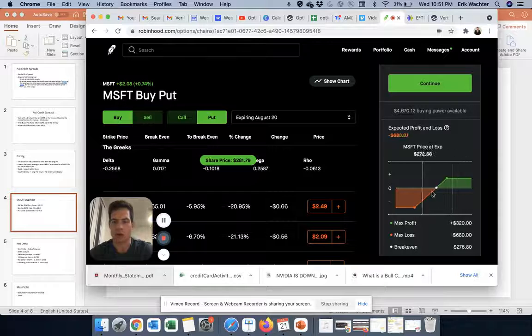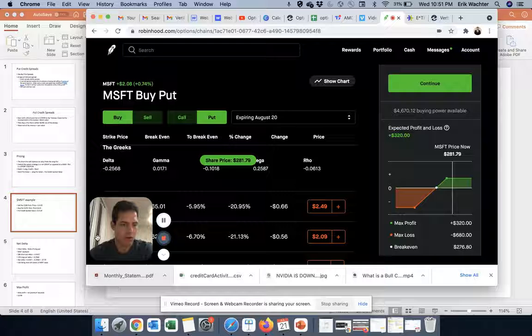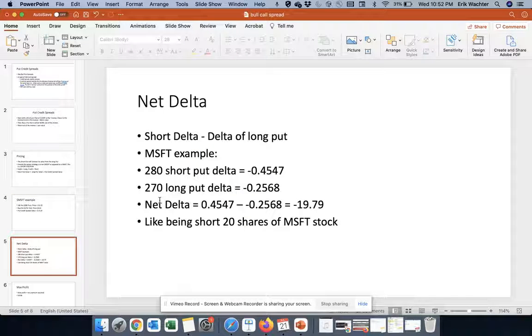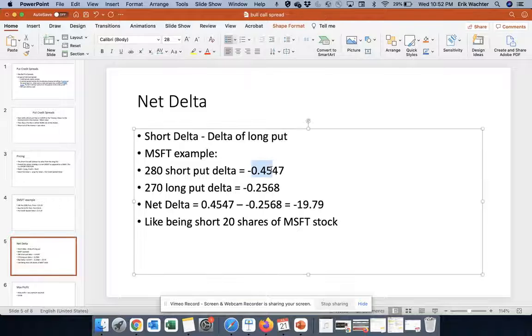And we're going to do a little P&L analysis in the next couple slides, okay? Before we get to that, I just want to talk about net delta. In order to calculate the net delta of your position, you're going to take the short put delta and subtract it from the long put delta. I just looked these up before. The 280 put has a delta of 45, and the 270 has a delta of 25.